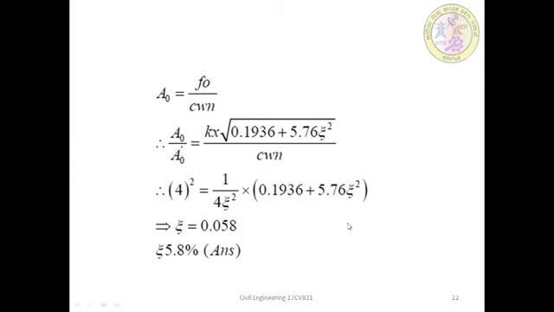It is said that this ratio is 4, so you just substitute 4, and in this case only the damping ratio is the unknown. Now solve for the damping ratio, so that is 0.058, or you can put it as 5.8% as a damping ratio. So this is all about how the damping ratio is to be calculated.